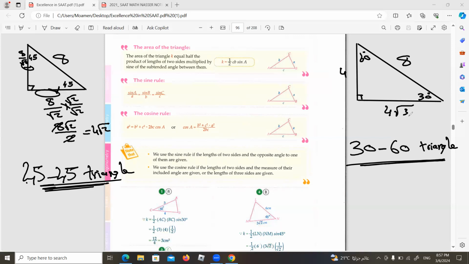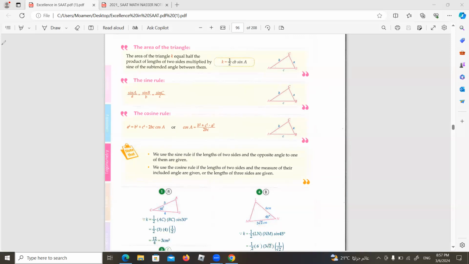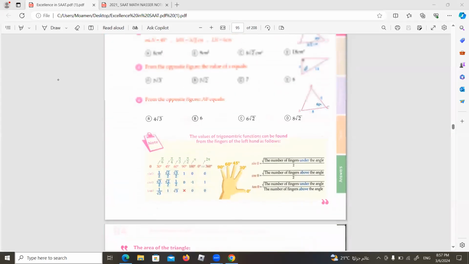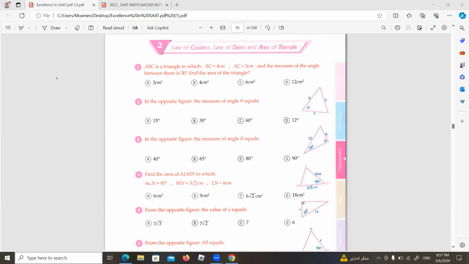You understand? I think it's very easy now. Just go to the problems directly.